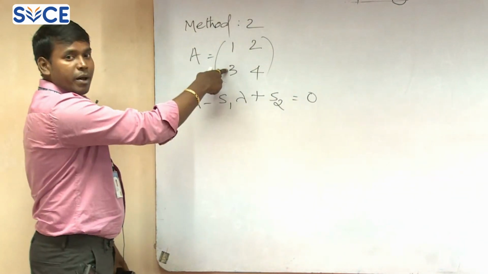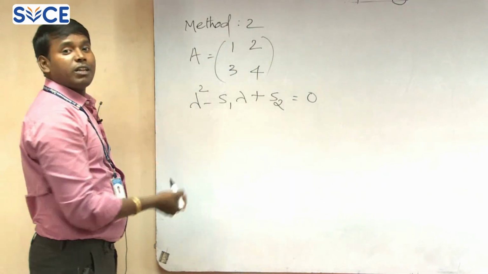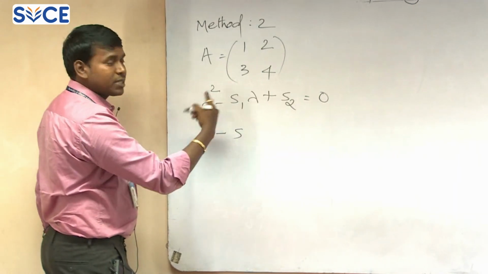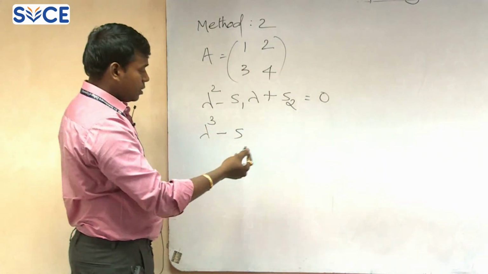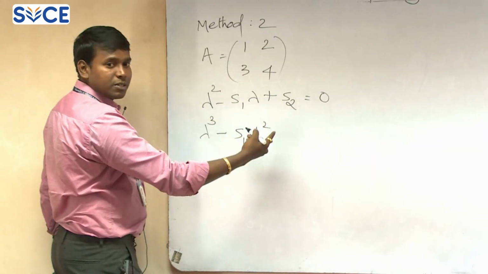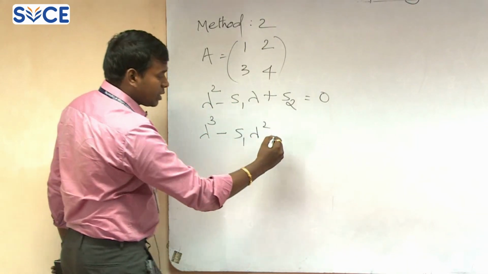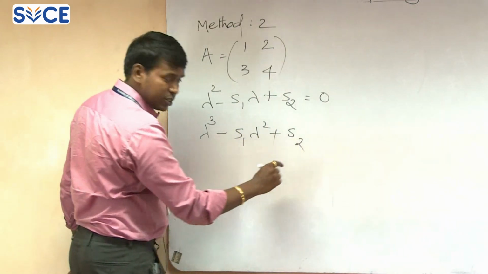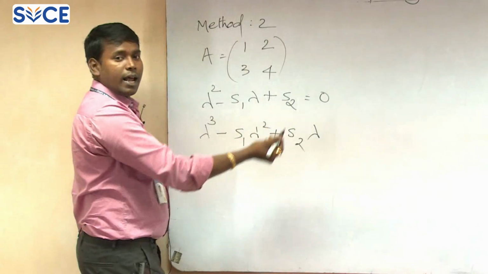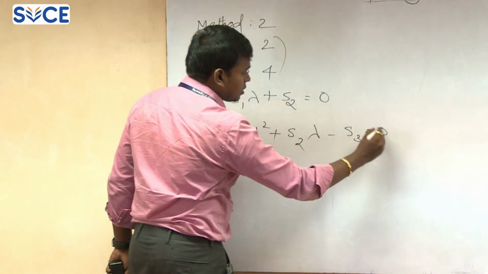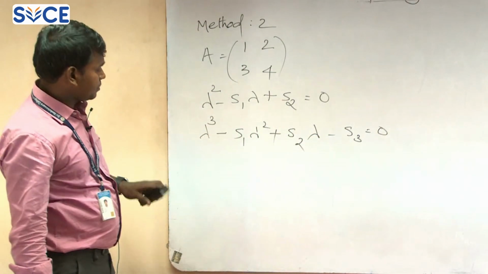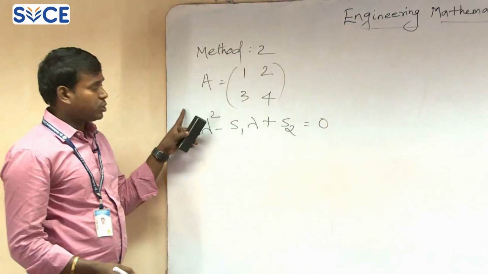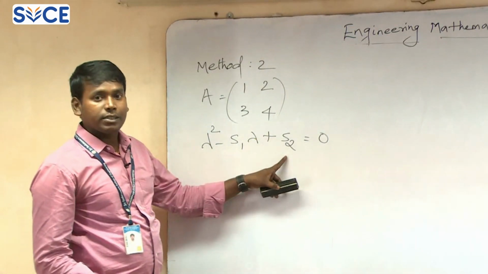Now for a 2 by 2 matrix, your formula starts with lambda square. Suppose for a 3 by 3 matrix, your formula is lambda cube. Next one minus, the symbols alternate, plus minus plus minus. So minus S1 lambda square, just reduce the power, degree: cube, next one square, so next one here minus, so next symbol plus, here you use S1, so next one S2, so lambda square means lambda, so last one minus S3. This is the formula for a 3 by 3 matrix. Now for 2 by 2, lambda square minus S1 lambda plus S2.